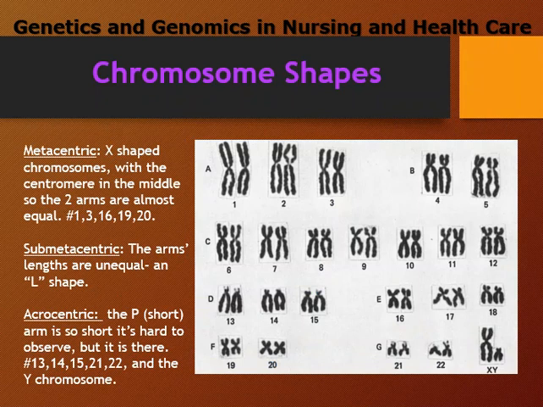Okay, so chromosome shapes were covered in an earlier section, so this is just a recap on that. I'm going to focus on the acrocentric shape. Those would be the ones with a short P arm, which you can see on this picture, numbers 13, 14, 15, 21, and 22. Okay, it's very hard to observe, but it's there. Also, the Y chromosome has a short P arm and is considered acrocentric.